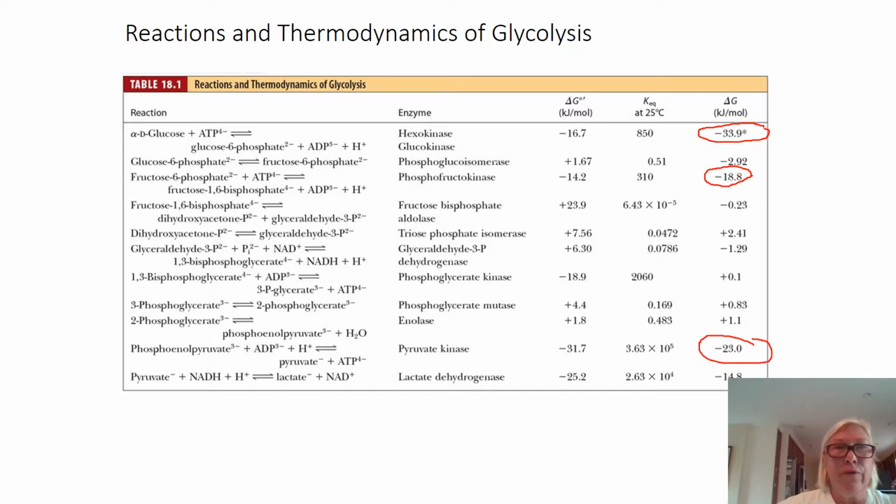And the first one is associated with hexokinase, which is that first step in glycolysis. The third one is at step 3, phosphofructokinase. And finally, we have pyruvate kinase, which converts phosphoenolpyruvate to pyruvate. So these large delta G's tell me that these are very important regulatory steps. So these are highly regulated.